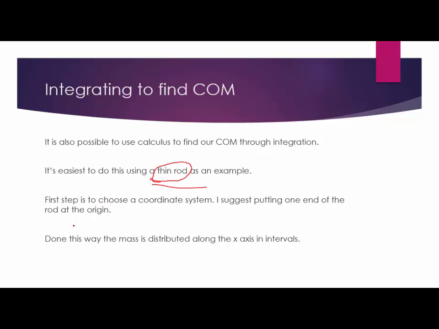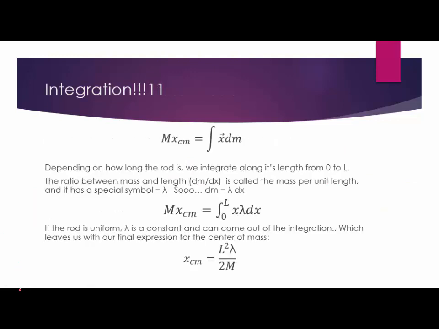Whenever you have a thin rod, the first step whenever you're trying to integrate to find its center of mass is to choose a coordinate system. One way to do this is just to put one end of the rod at the origin on the x-axis. So here's your origin, and then you can just place your rod on top of it. It's supposed to be straight, sorry. When you do it this way, your mass goes along the x-axis, so it makes the notation and the calculus a little bit easier, I think.